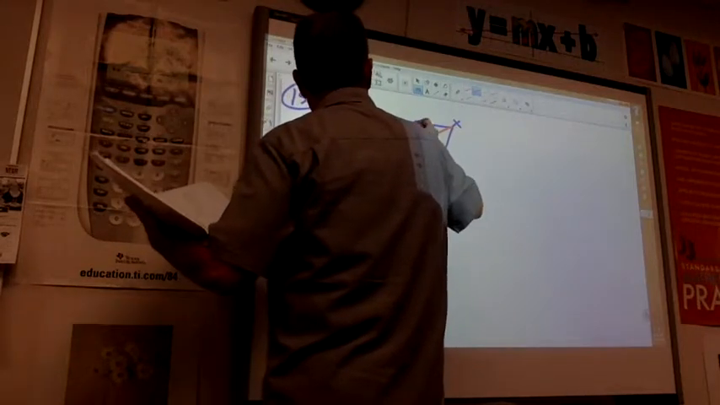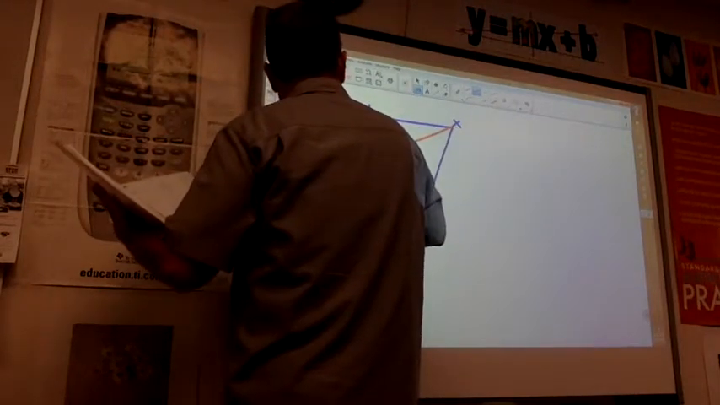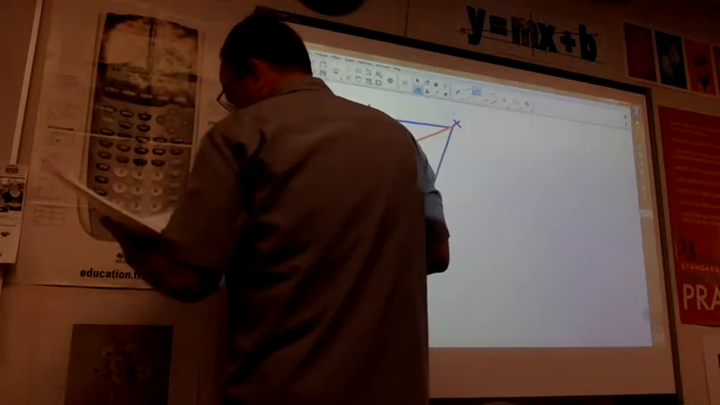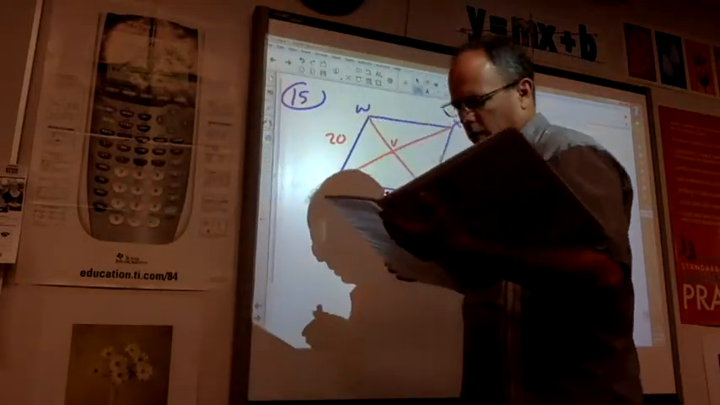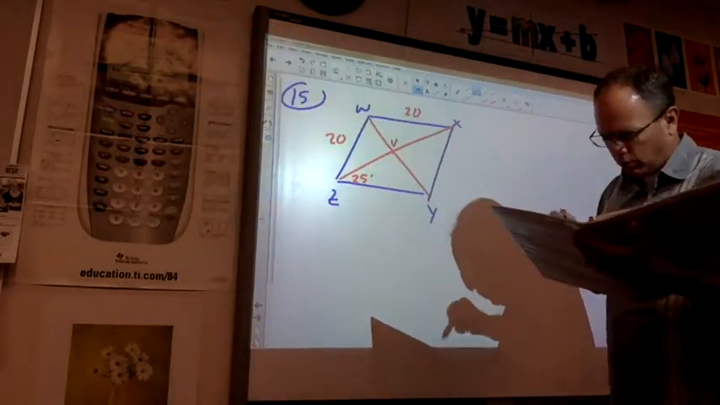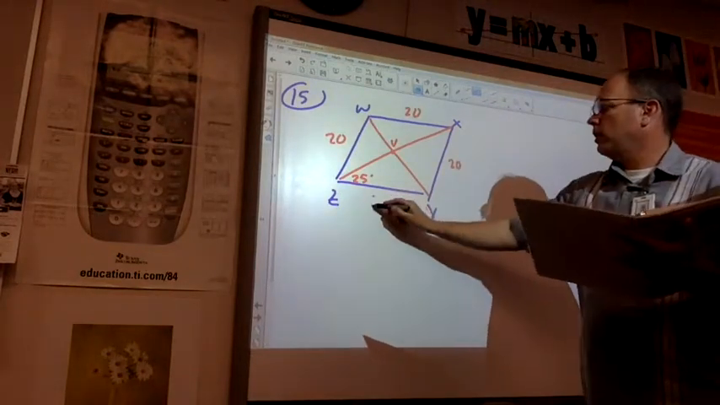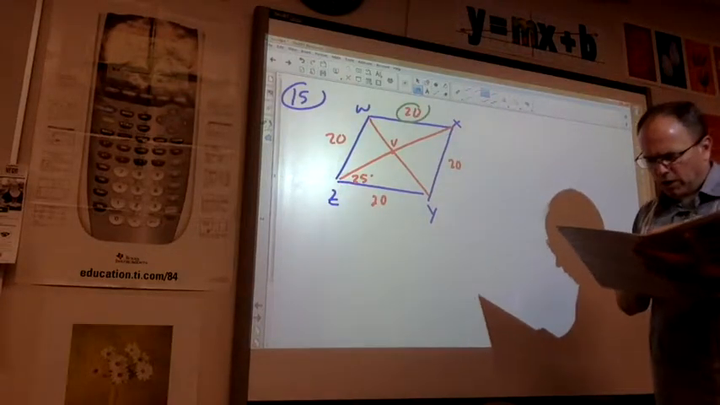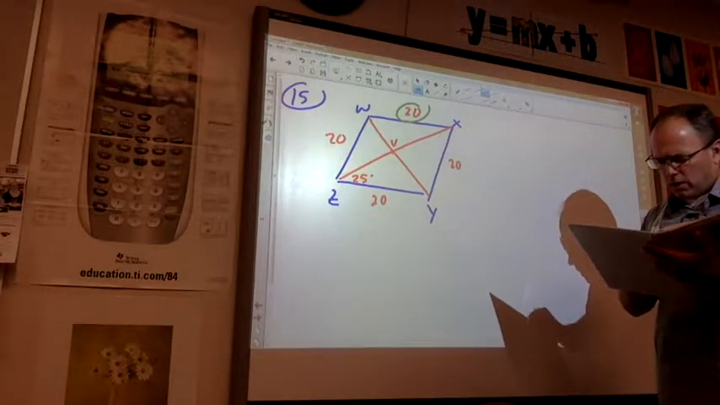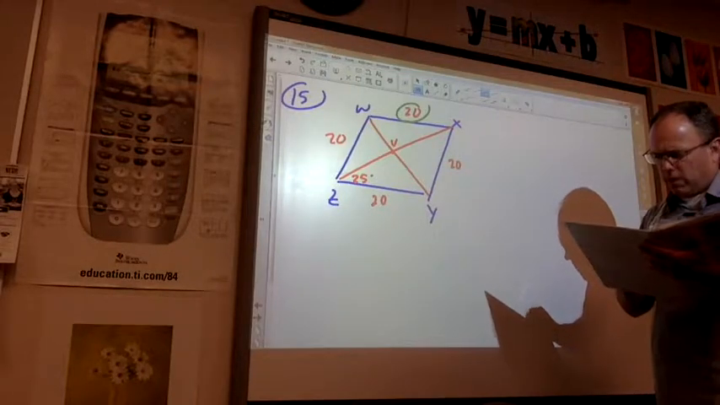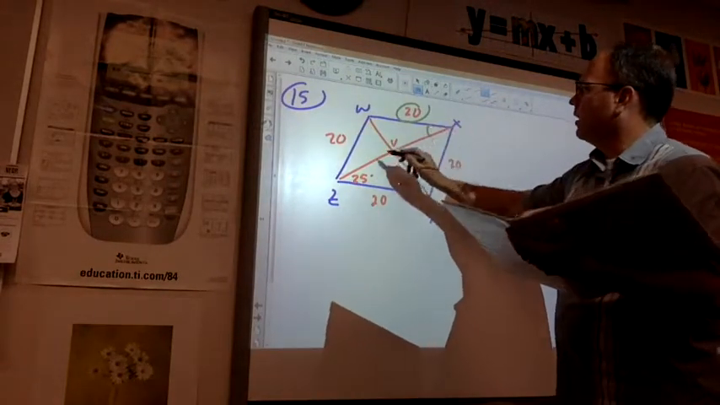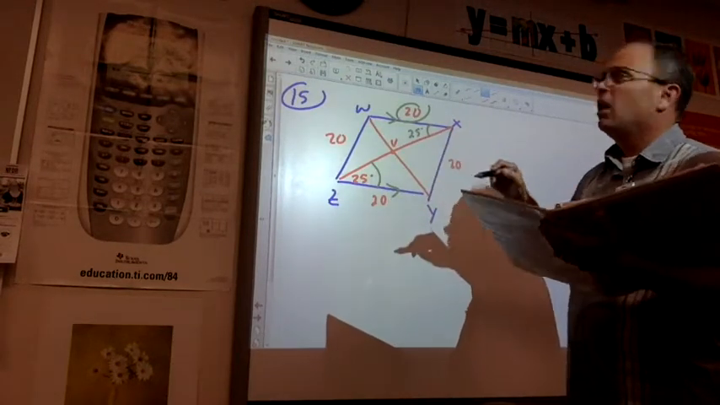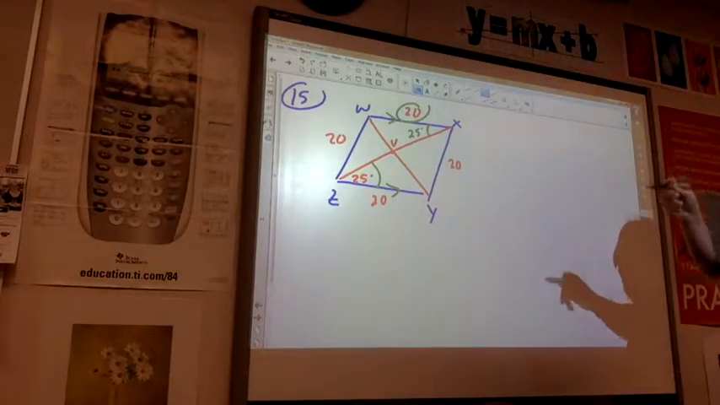This is angle B. This is a 25-degree angle. This is 20 in length. WX. Okay, so if it's a rhombus, this also has to be 20. So 20 all around. So here's one of the answers that they were asking for, right? The measure of WXV. So if we want this angle here, well, I know this is parallel to this, so this angle and this angle are the same because they are alternate interior angles.